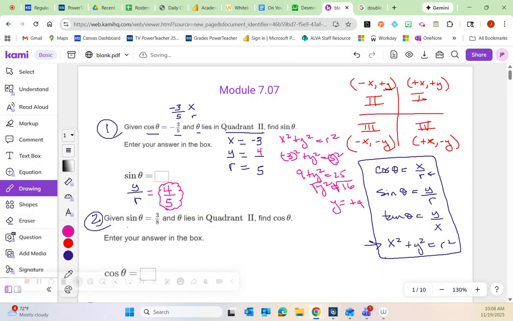Number 6 is giving us sine of theta is 3 over 8. So again, we're going to talk about what we know and what we don't know. We are going to need to know x, y, and r in most situations. So I'll go ahead and write those down.